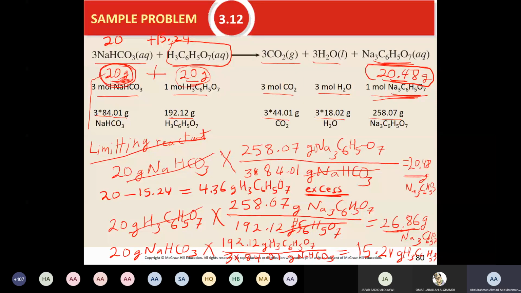So in order for this reaction to be complete, 20 reacts completely with 15.24 and will make 20.48 gram. But the 4.36 of this compound will be excess. We are not going to use it in this reaction. Think about this very well, study it very well, and see you inshallah tomorrow in the exam only.